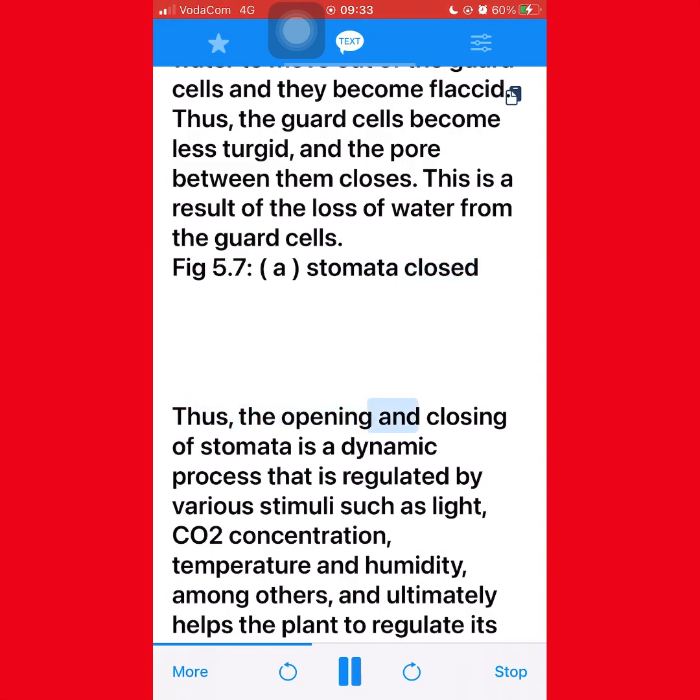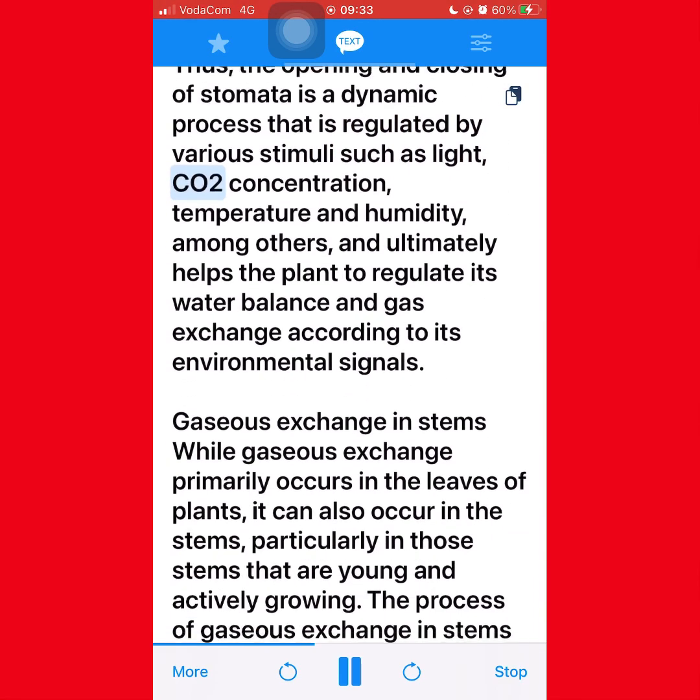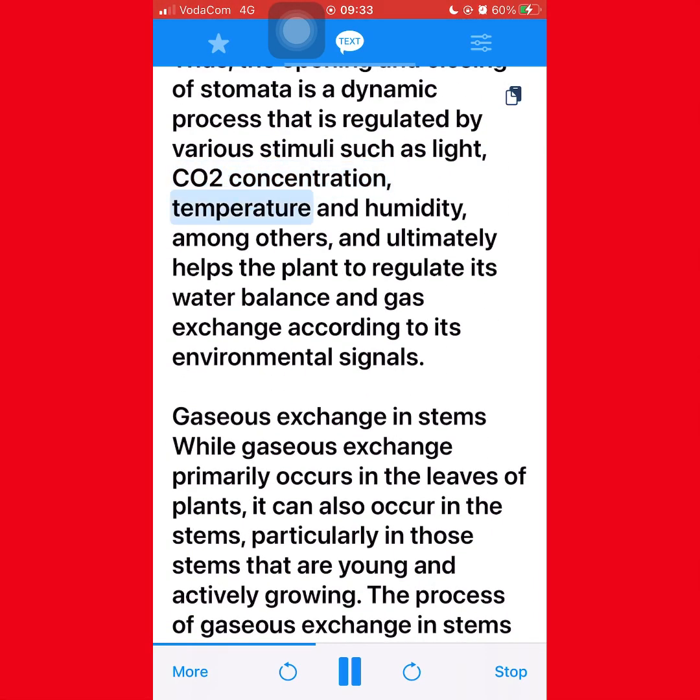Thus, the opening and closing of stomata is a dynamic process that is regulated by various stimuli such as light, CO2 concentration, temperature and humidity, among others, and ultimately helps the plant to regulate its water balance and gas exchange according to its environmental signals.